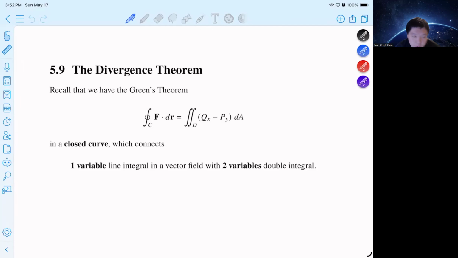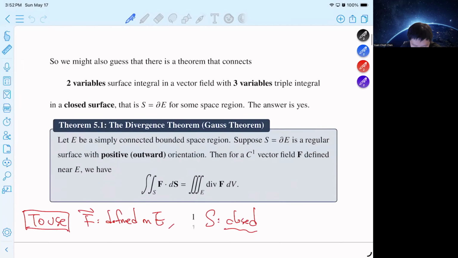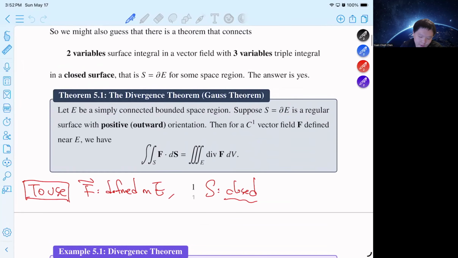Hello everyone. So this is an extra video with more examples on the divergence theorem. Let's quickly review it. The idea is that if a surface is a closed surface and F is defined on the region that the surface bounds, then we can use the divergence theorem to transform the vector field surface integral into a triple integral of a usual function.